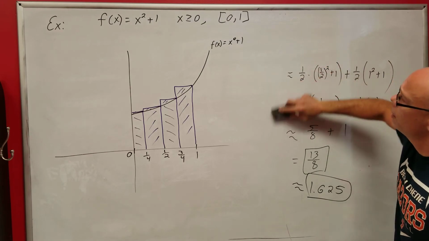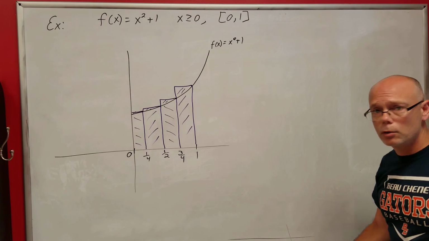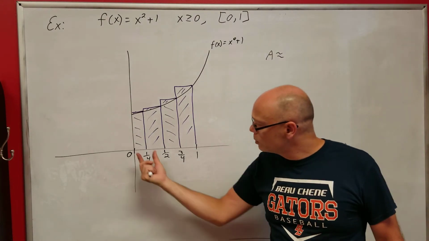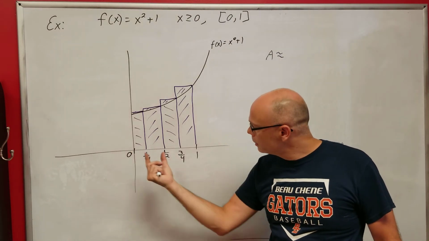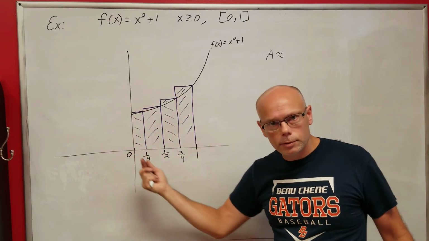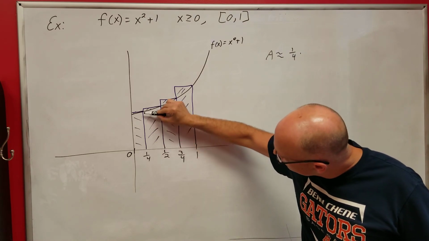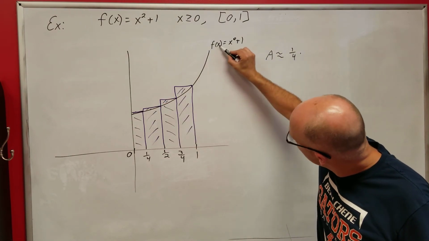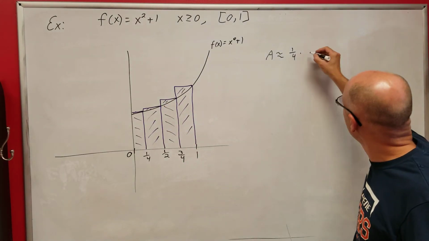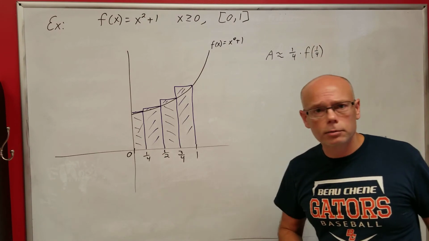All right, so they want me to estimate the area under the curve using those 4 rectangles. So let's find the area of those 4 rectangles. The area under my curve is approximately equal to the area of each one of these rectangles. Now, how do I find the area of these rectangles? Width times height. What's the width of this one? 1/4. And what is the height of this rectangle? It's this tall, right? So it's where it hits my function f at what? 1/4. So the height is f at 1/4. So that takes care of that rectangle.